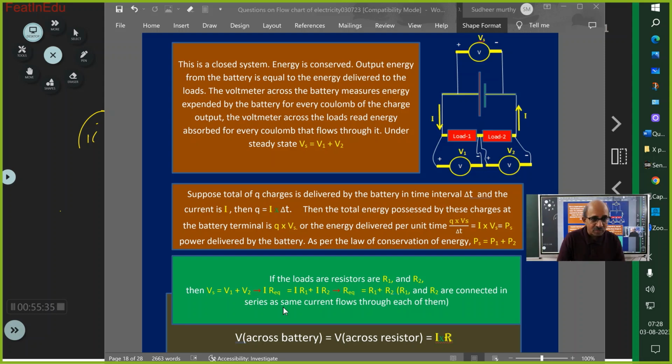For a fan load, you can't apply Ohm's law directly like this. If they are resistors only, you can apply Ohm's law and you can write I into R. If there is a fan load, you cannot write I into R. Got it? That is what I meant. The load can be anything. Now, if the load is resistive, then Ohm's law will come into the picture. Then you can write this equation.